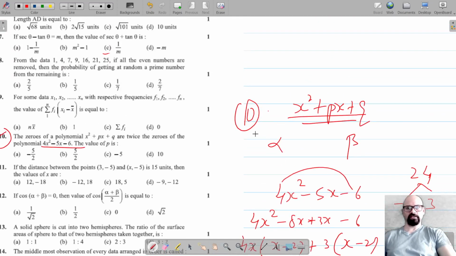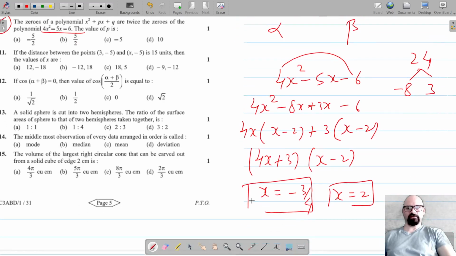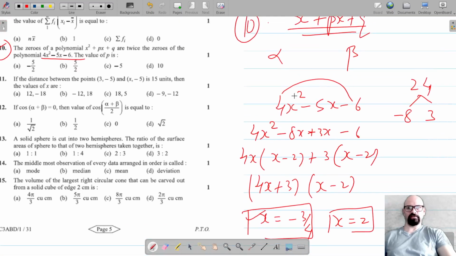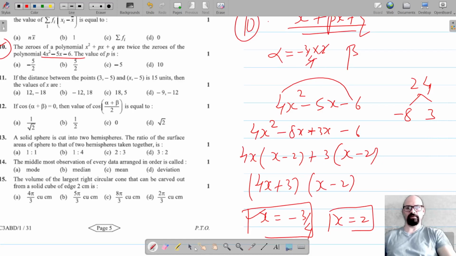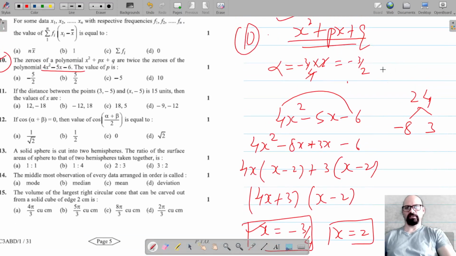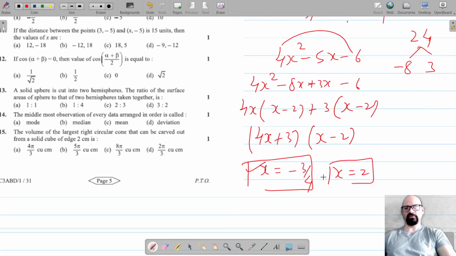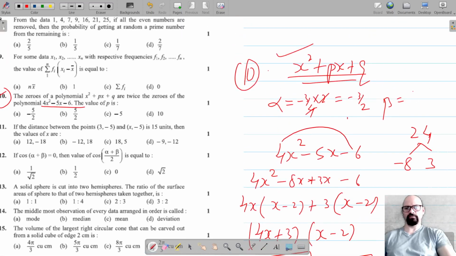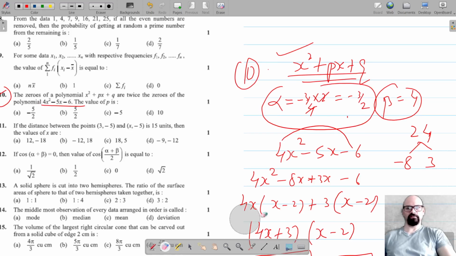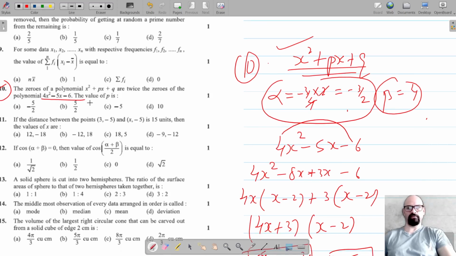And it's given that this polynomial has the zeros twice. So alpha is twice the first zero, which is minus 3 by 2. So the first zero of this polynomial is minus 3 by 2, and beta is twice the second zero, which is x equal to 2, so beta is equal to 4. Beta is equal to 4 and alpha is equal to minus 3 by 2 are the zeros of this polynomial. We have to find the value of p.